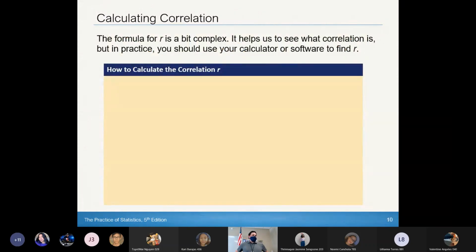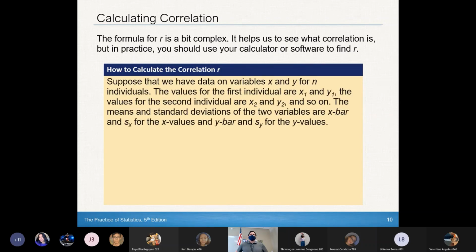So, calculating correlation. The formula for R is a bit complex. It helps us see what correlation is, but in practice, you should use your calculator or software to find R. So here's how to calculate the correlation R. Suppose that we have data on variables X and Y for n individuals. The values for the first individual are X1 and Y1, similar to coordinates. The values of the second individual are X2 and Y2, and so on. The means and standard deviations of the two variables are X bar and S sub X for the X values, and Y bar and S sub Y for the Y values.